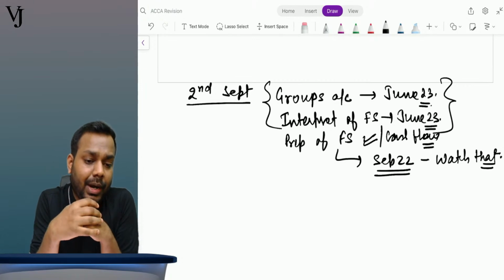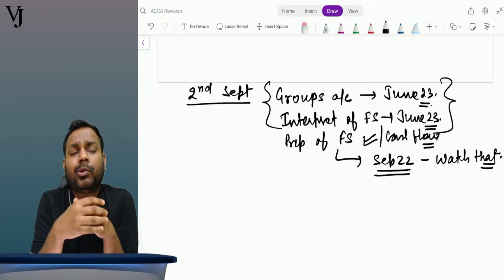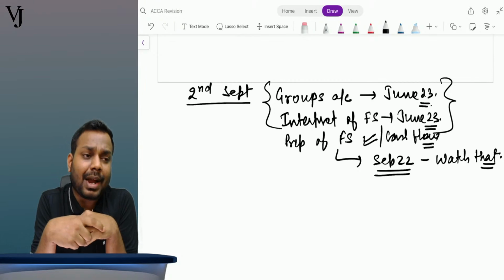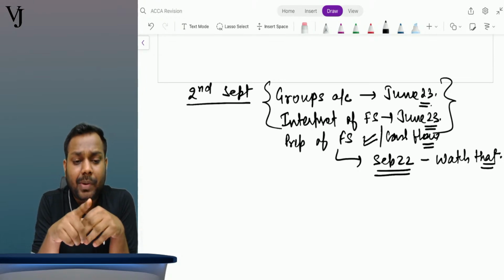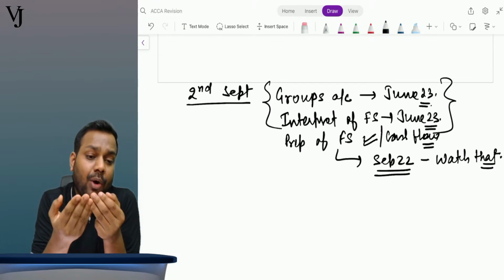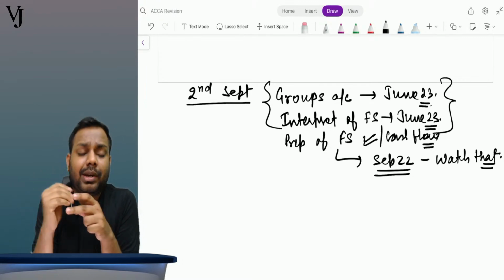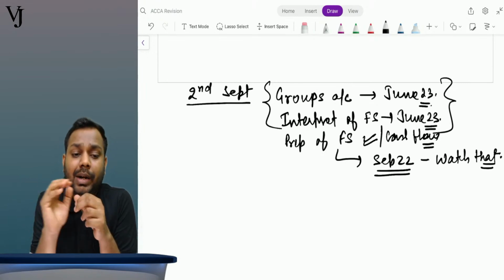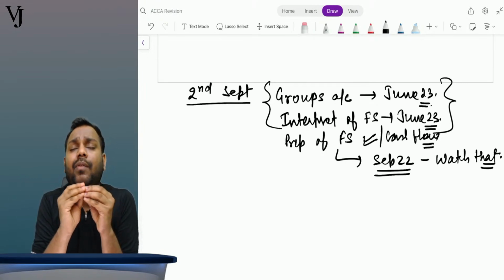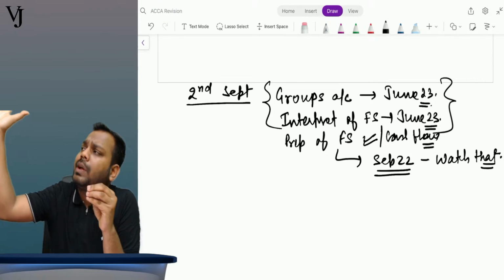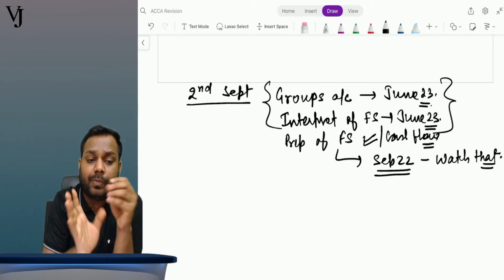Difference between coupon rate and discount rate. Coupon rate, let's suppose I have taken a loan from the bank at the rate of 10%. So the 10% is the coupon rate. Now the discount rate can be coupon rate, effective interest rate, or market rate. Discount rate basically means the rate which you use to discount the cash flows to arrive at the present value.